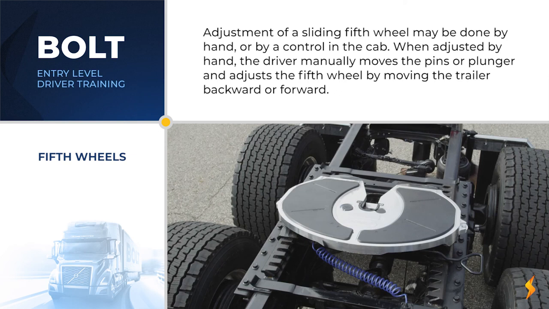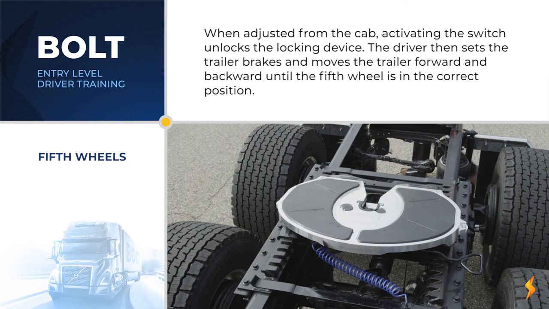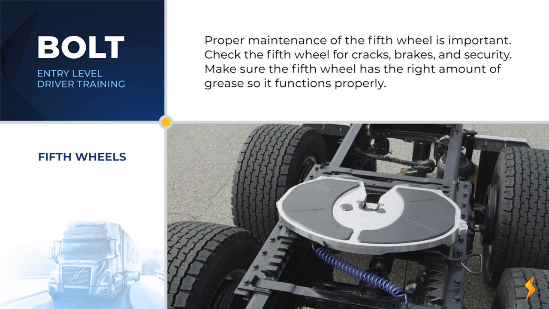When adjusted by hand, the driver manually moves the pins or plunger and adjusts the fifth wheel by moving the tractor forward or backward. When adjusted from the cab, activating a switch unlocks the locking device. The driver then sets the trailer brakes and moves the tractor forward and backward until the fifth wheel is in the correct position. Proper maintenance of the fifth wheel is important.